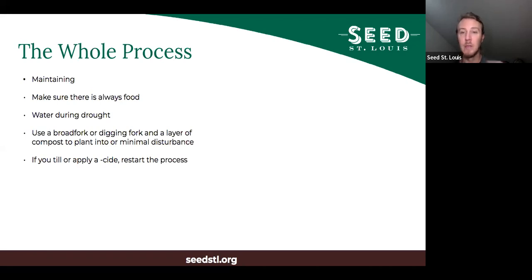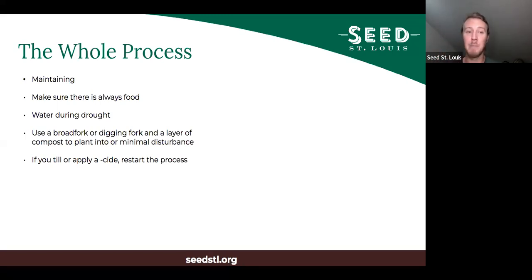Water during droughts, and then use a broad fork or digging fork and a layer of compost to plant into, or minimal disturbance if you're planting seeds. Because I can't tell you to try and plant seeds into rock hard soil if you're still working on improving your soil quality. You can break up the soil, but tilling everything all the time is destructive to the soil health. So cut a row, or add compost. You can plant just directly into compost. I do that a lot of times.